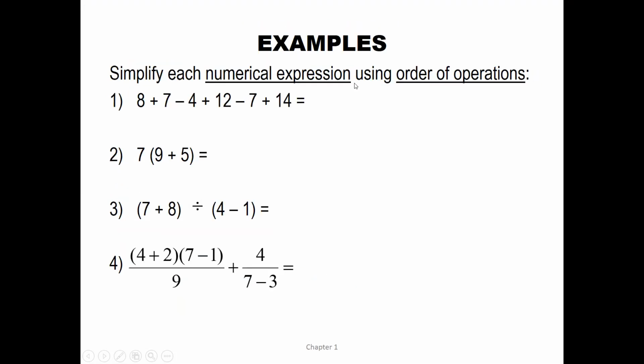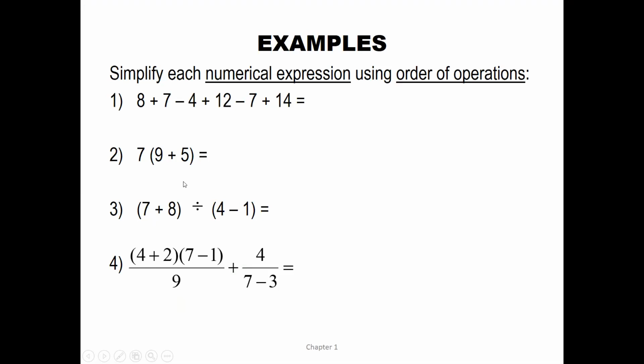Okay, in example number 2, we have 7 times the contents of these parentheses. As we said before, we do the operation inside the parentheses first. So we add 9 and 5 and get 14, and then we multiply by 7 to get 98.